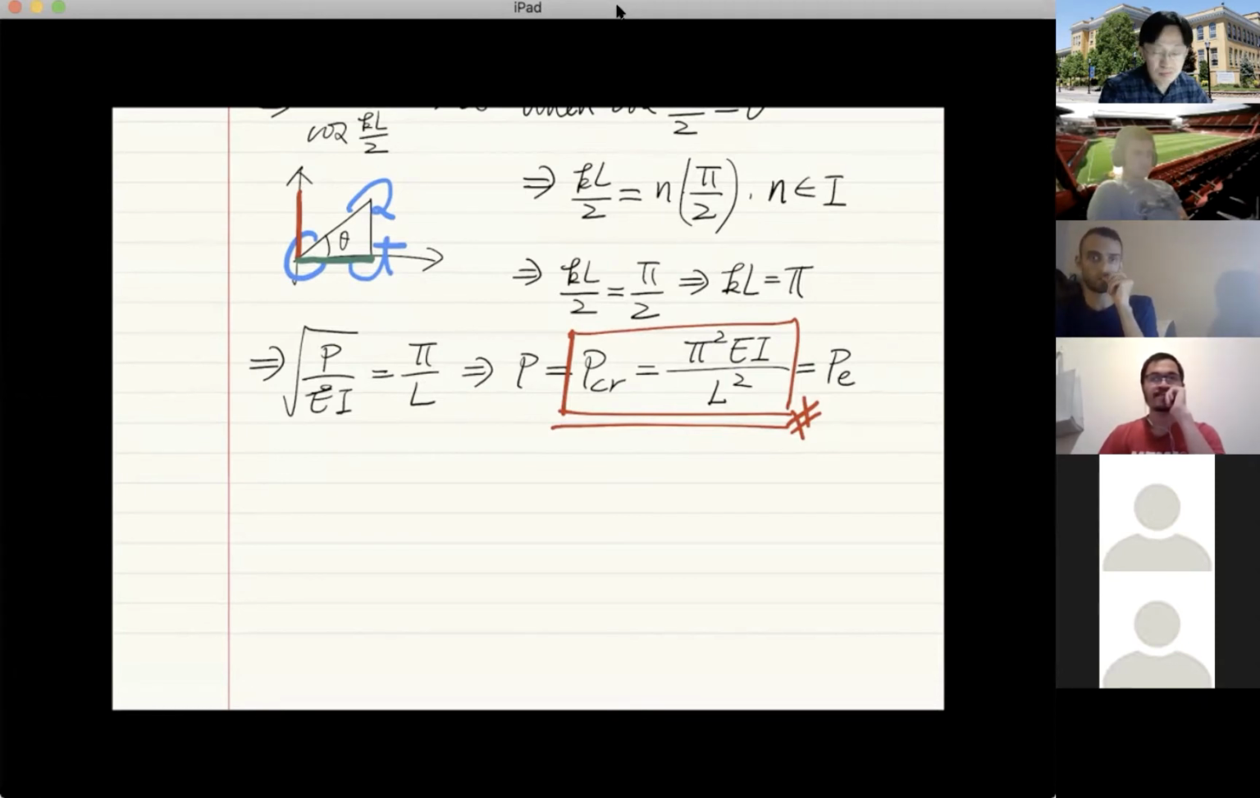That actually could be a shortcut when it comes to the PE exams, if you notice that the critical load is always going to be the same. However, the difference is in the deflection. The deflection will certainly be different. And that's why we use this.